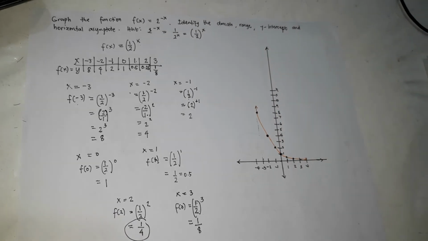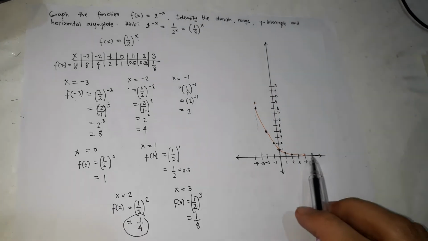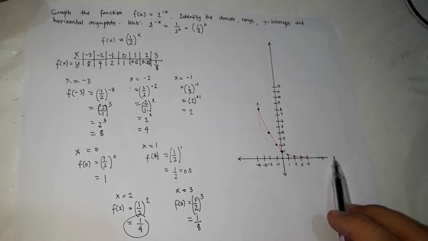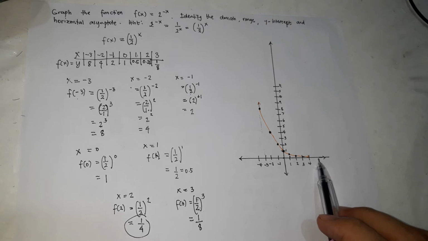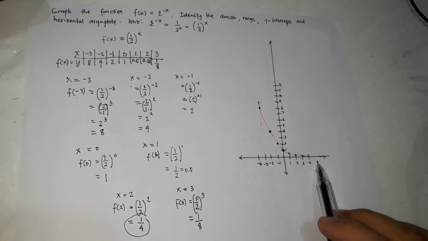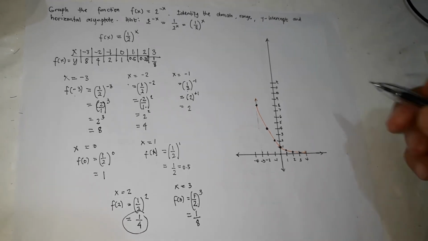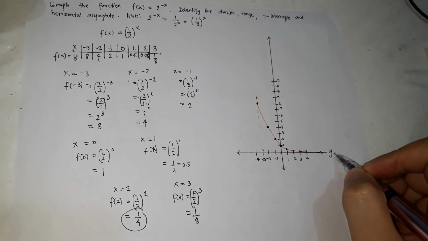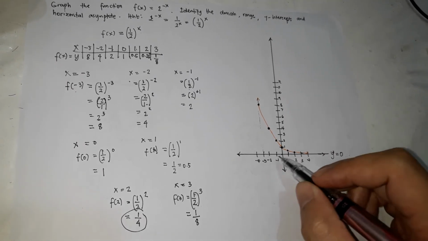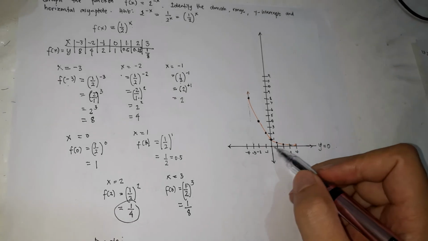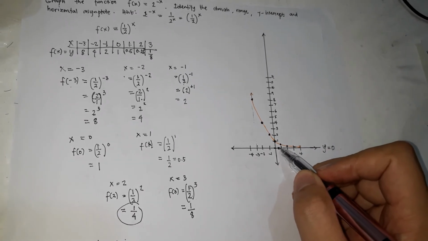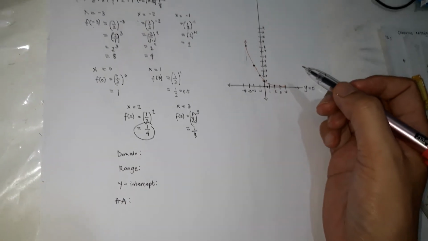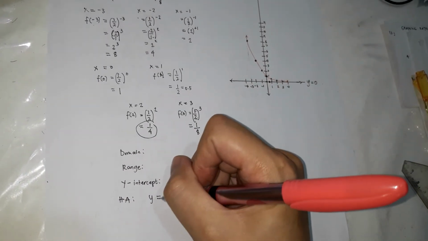So, as you remember, when the graph does not touch this line, the line is called the horizontal asymptote. This is an asymptote, and because it is lying horizontally, it's the horizontal asymptote. The horizontal asymptote is y is equal to 0. This is the x-axis, so y equal to 0, because y is 0 here. So we know the horizontal asymptote is y is equal to 0.